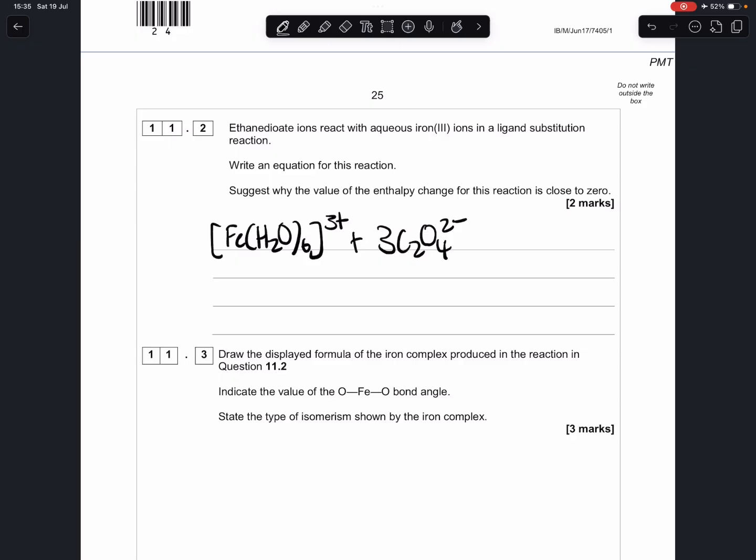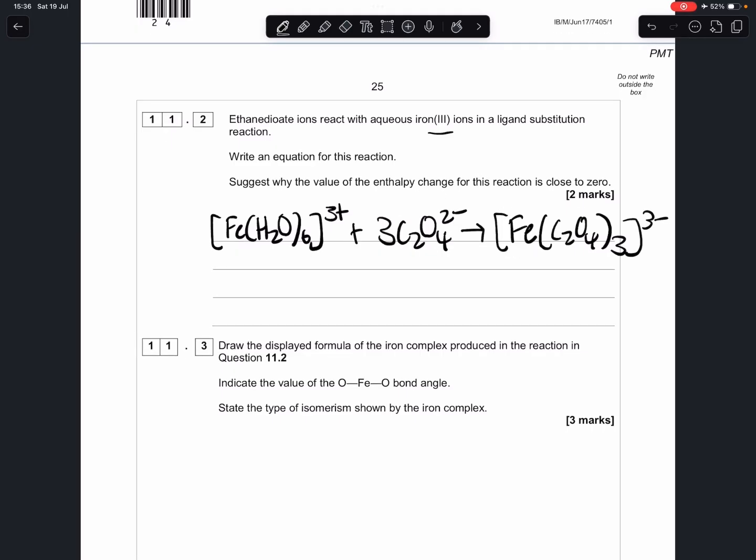And we're going to get complete ligand substitution here. So we're going to form FeC2O4 3. If each of these is 2 minus, and we've got 3 of them, and the iron is 3+, the overall charge of the complex that we're forming is going to be 3 minus, because 3 of these each have 2 minus. And the iron here, we're told, is in the 3+ oxidation state.